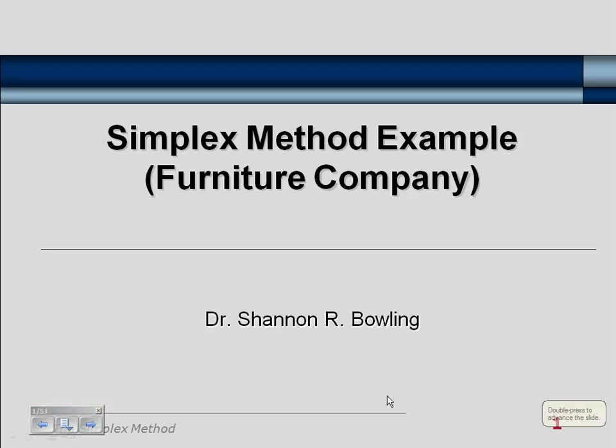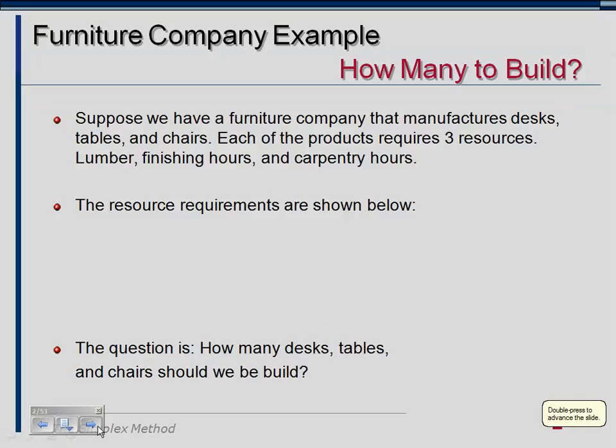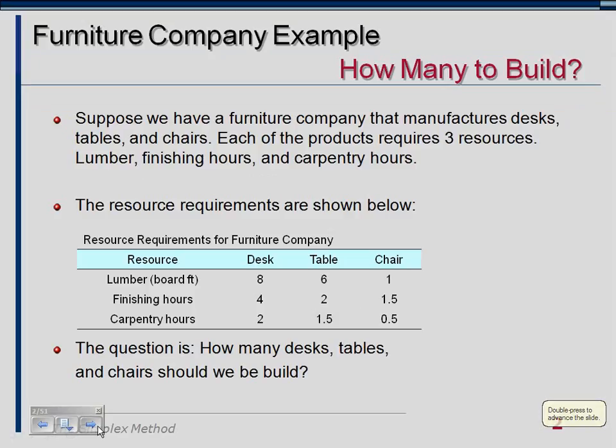So here's what we got. It's a little different than the other one that we had, but it'll serve the purpose. We've got a company that makes desks, tables, and chairs. All right, we got 3 resources: lumber, finishing hours, and carpentry hours. Here's how much resources each one of these takes. It takes 8 board feet for a desk, 6 for a table, 1 for a chair. Now the question is, how many tables, desks, and chairs should we build?